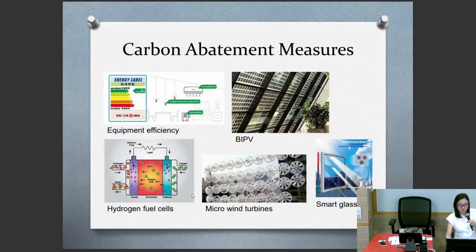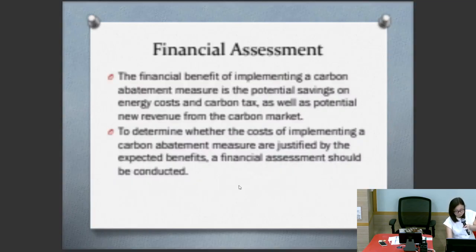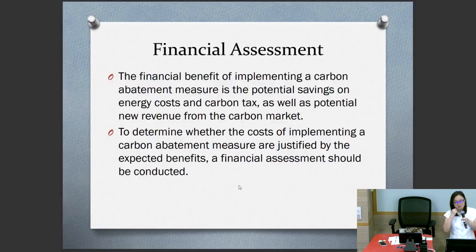The carbon reduction measures: equipment efficiency, the BIPV, new fuel or hydrogen fuel cells, and then the solar panel, wind turbines, smart glass with reflective properties. So these are some examples, and they have different costs. The amount of carbon reduction will also vary. So we want to do some financial assessment.